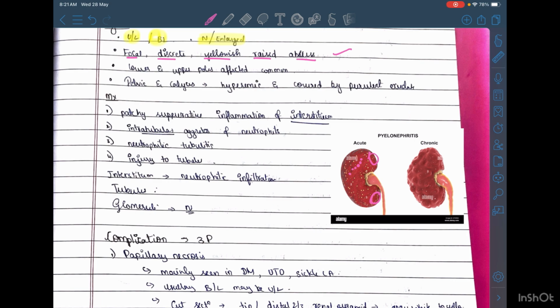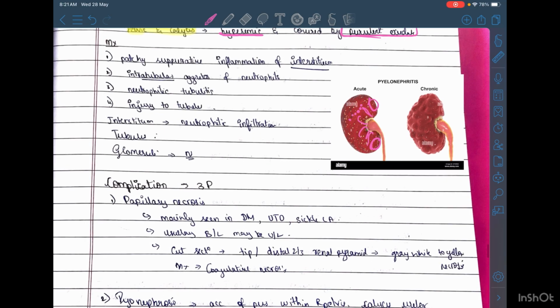Then coming to the pelvis and calyces, they will be hyperemic, meaning reddish, and covered by purulent exudate, because bacteria keep traveling via the calyces and pelvis, first the calyces. So they react by becoming hyperemic and there will be exudate, purulent exudate.